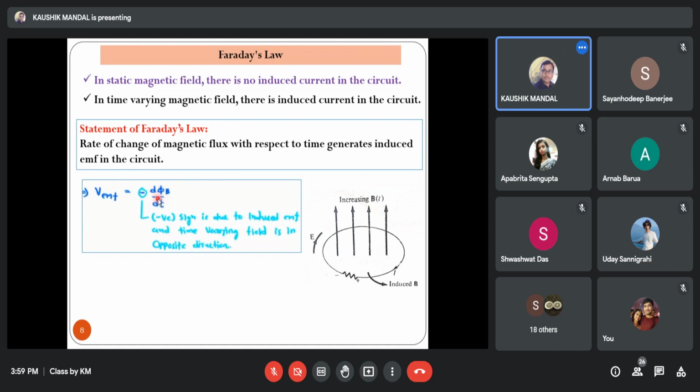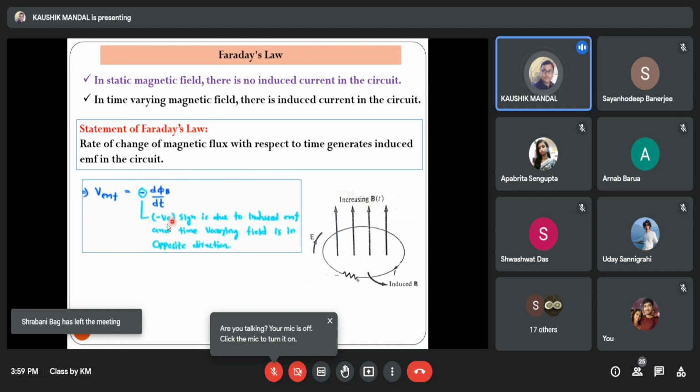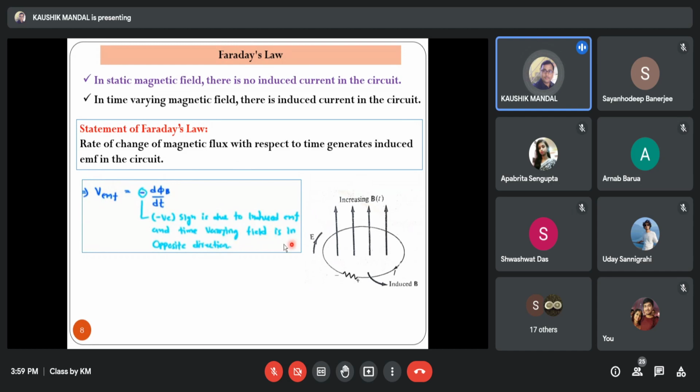What is phi b? Phi b is the magnetic flux. D phi b dt means the rate of change of the magnetic flux. So this negative sign is basically because the induced EMF and the time varying field are in the opposite direction. That's why this negative sign is considered. So that is the equation of electromotive force from Faraday's law.